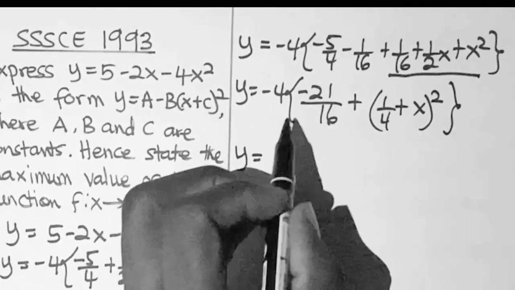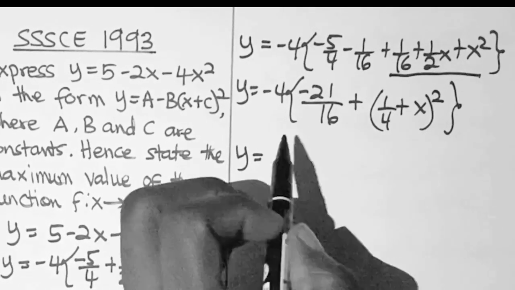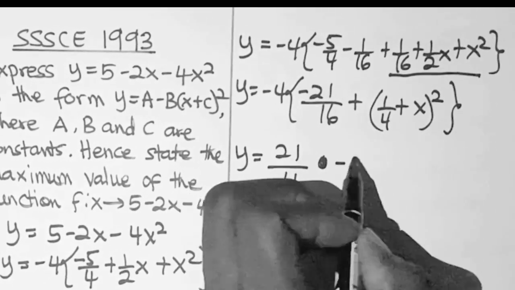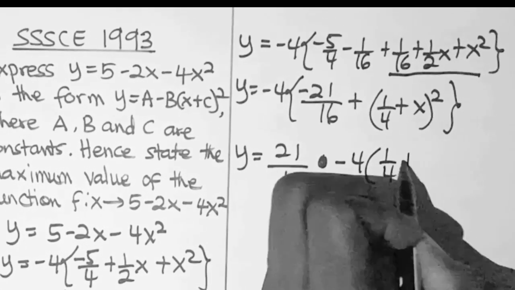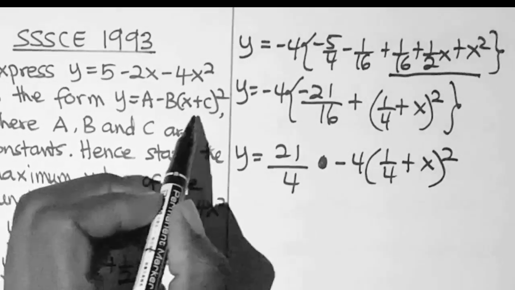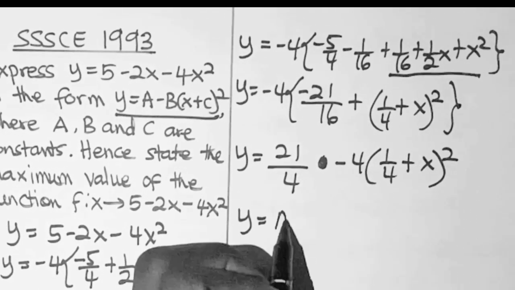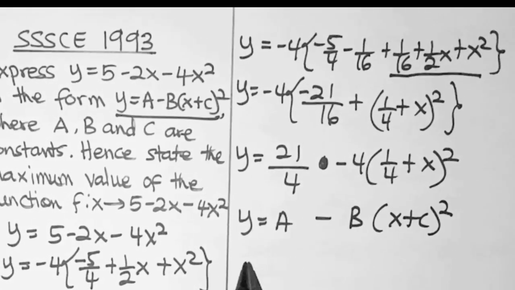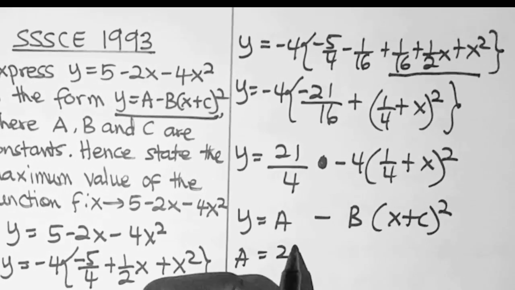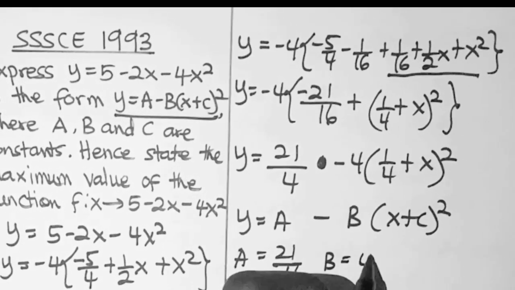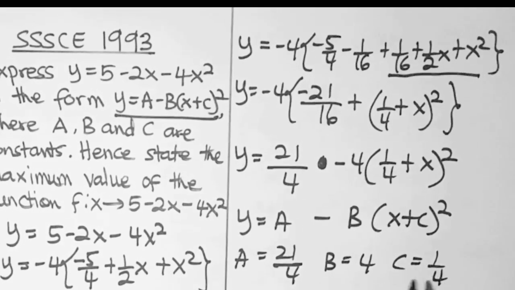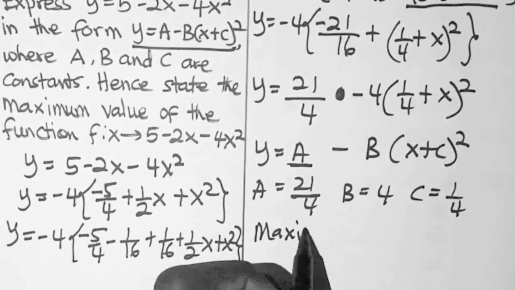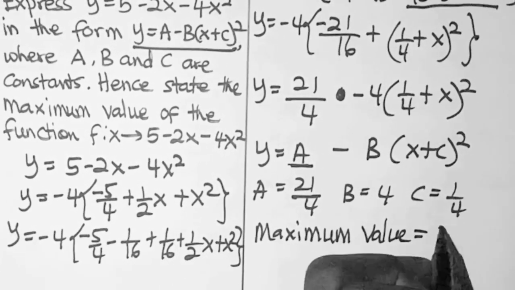So y is equal to, if we multiply through by minus 4, this becomes 21 divided by 4. Then minus 4 times (1 over 4 plus x) all squared. But the question said we should leave it in this form. So y is equal to a minus b times (x plus c) all squared. So from here you can see that a is equal to 21 over 4, then b is equal to 4, then c is equal to 1 over 4. So the maximum value is a. So the maximum value is equal to 21 over 4.